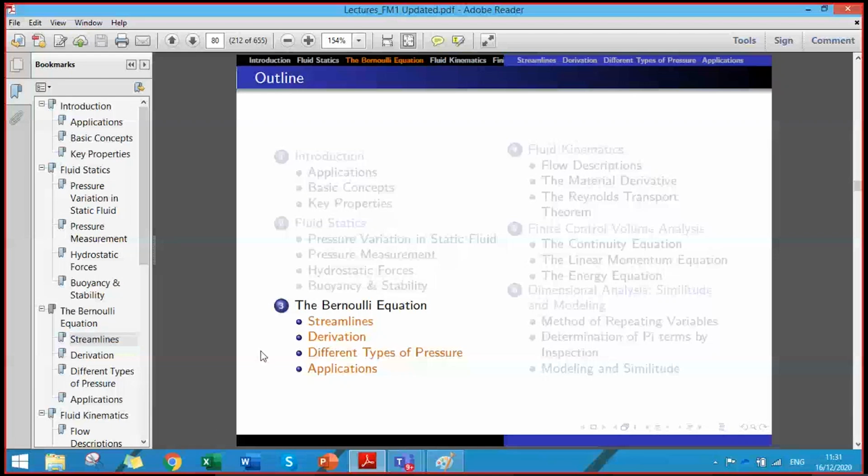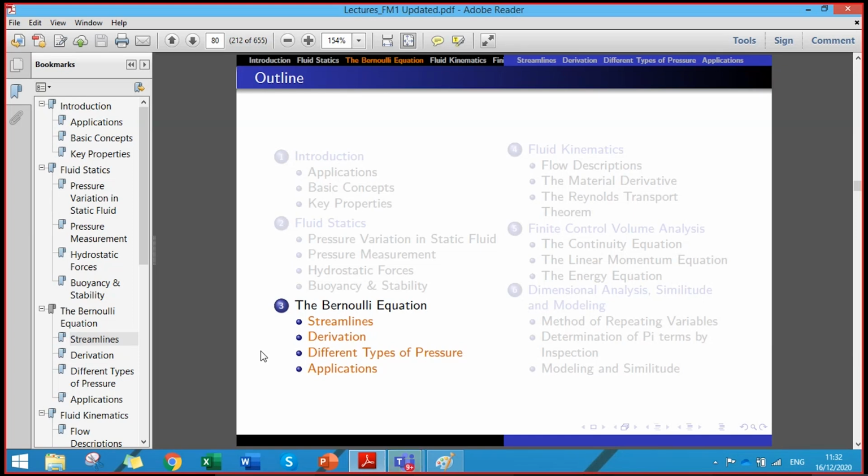The next chapter is basically elementary fluid dynamics. The title of the chapter is elementary fluid dynamics, and it is chapter number 3 of your book. In this chapter, the aim is to develop the Bernoulli equation. So we'll be discussing different assumptions and restrictions on the development of the Bernoulli equation.